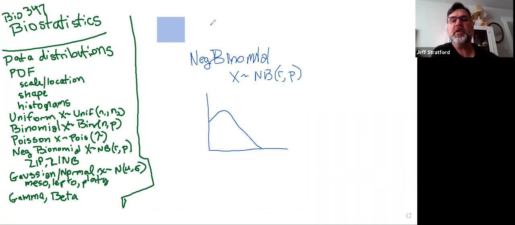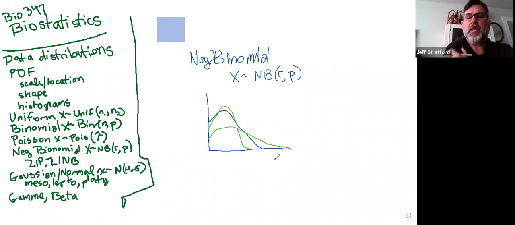And then let's use green for a negative binomial. The negative binomial is more flexible in that you can actually have less variation, or it could have more variation. So it may look like this with a longer tail, okay? So use negative binomial when your variance and your mean are not the same.